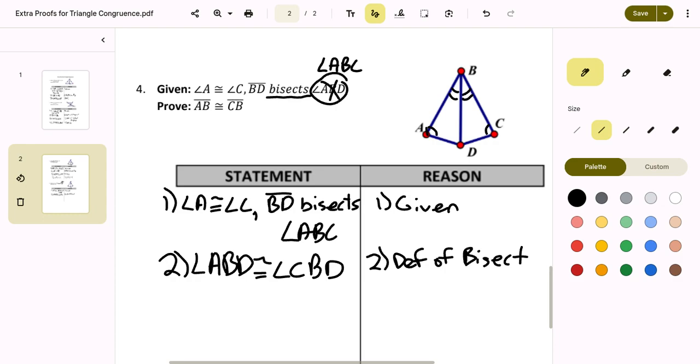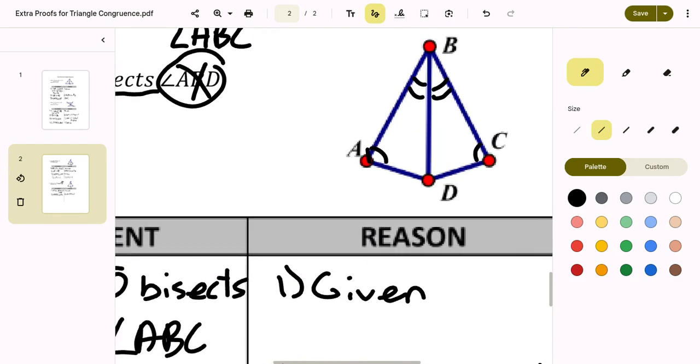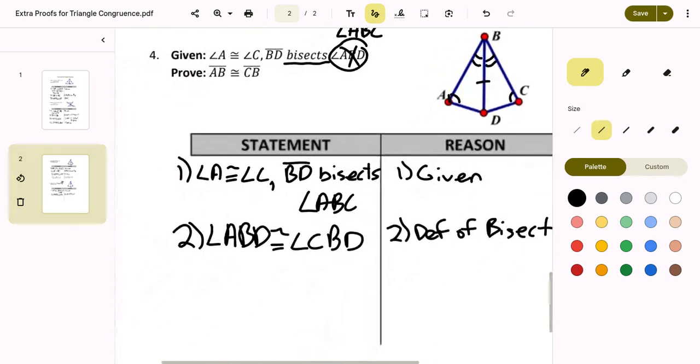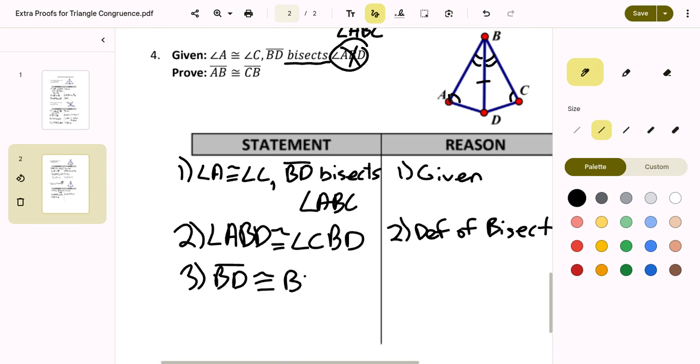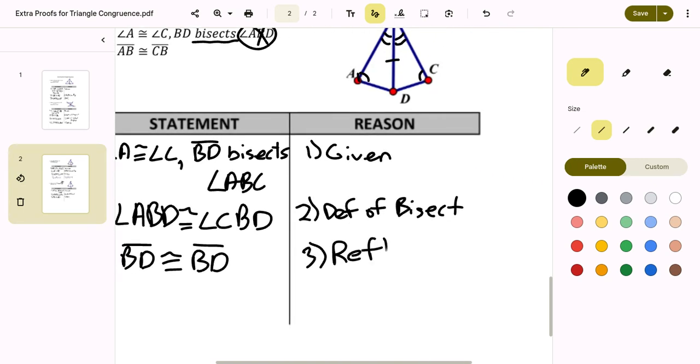Now, just like the last one, since it's that same picture, we can go mark that BD down the center, since they share that side. So you're seeing another reflexive property there. BD is congruent to itself. And as I just said, that's because of the reflexive property. Those two triangles share that side BD down the center.